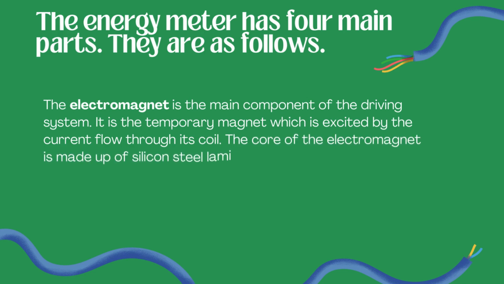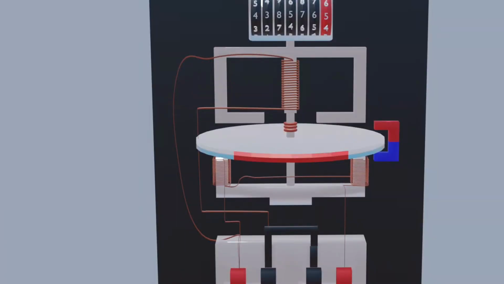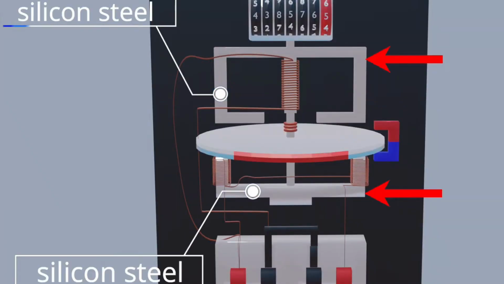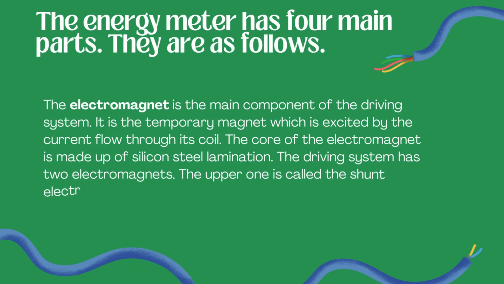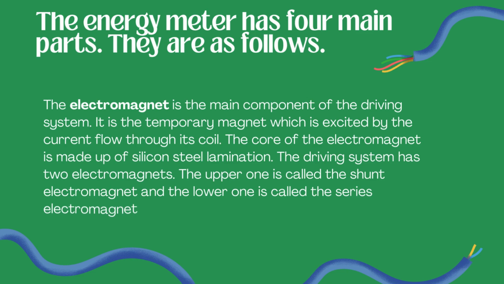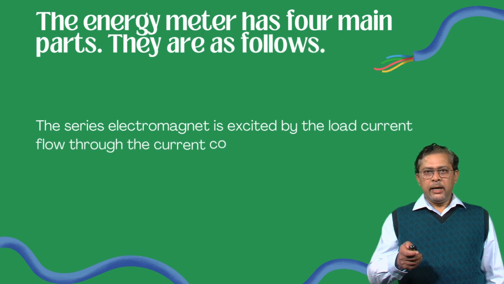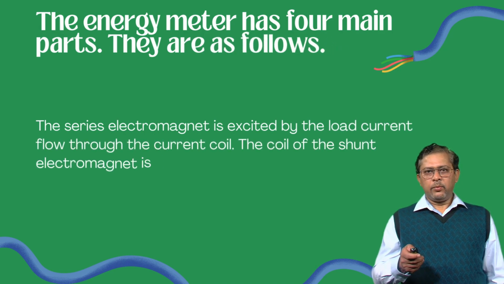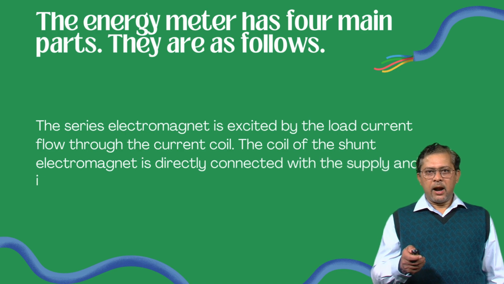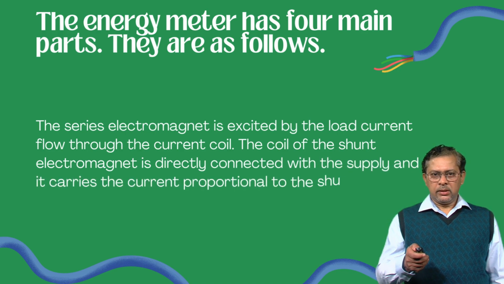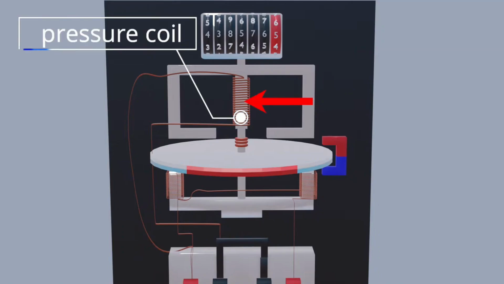The coil of the electromagnet is made up of silicon steel lamination. The driving system has two electromagnets. The upper one is called the shunt electromagnet and the lower one is called the series electromagnet. The series electromagnet is excited by the load current flowing through the current coil. The coil of the shunt electromagnet is directly connected with the supply, and so it carries the current proportional to the shunt voltage. This coil is called the pressure coil.